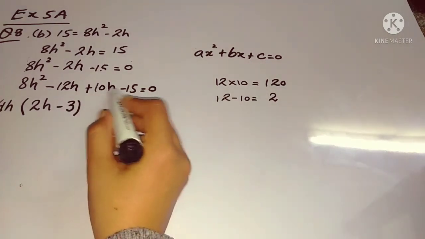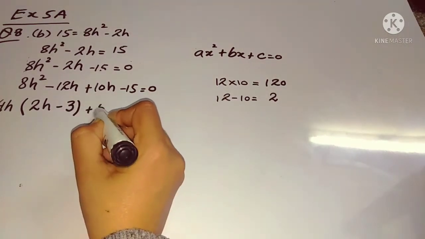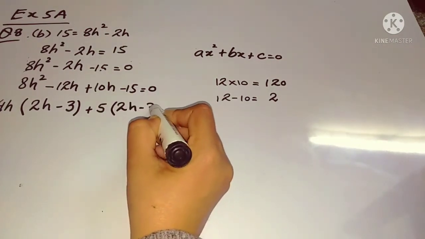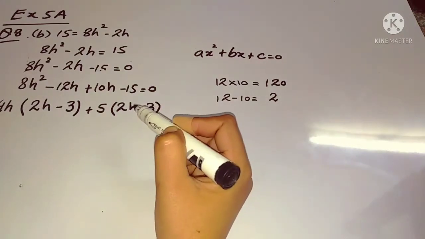And here you can see that 10 and 15 are both divisible by 5. So you can take 5 common. 5 2s are 10, and you write down h, and minus 5 3s are 15. And they are equal to 0.